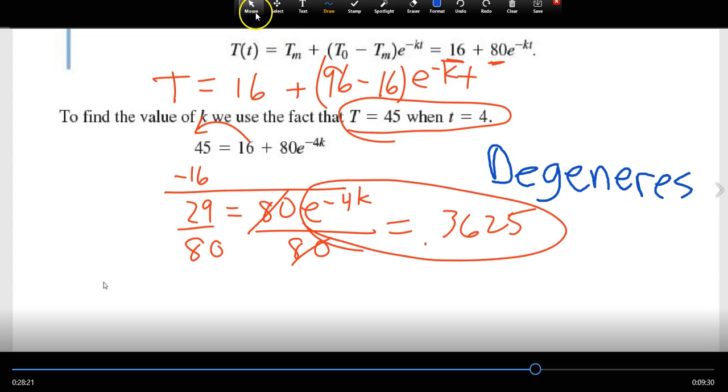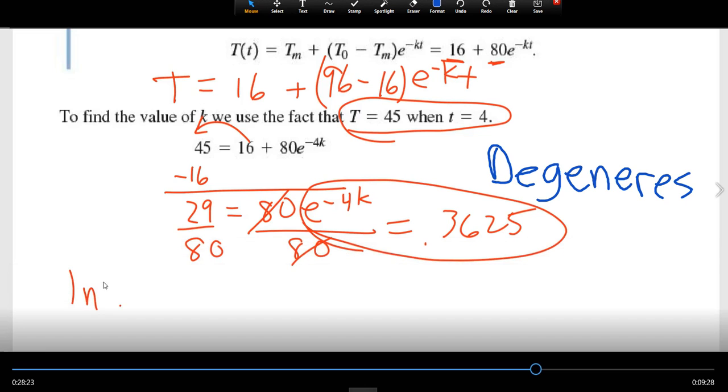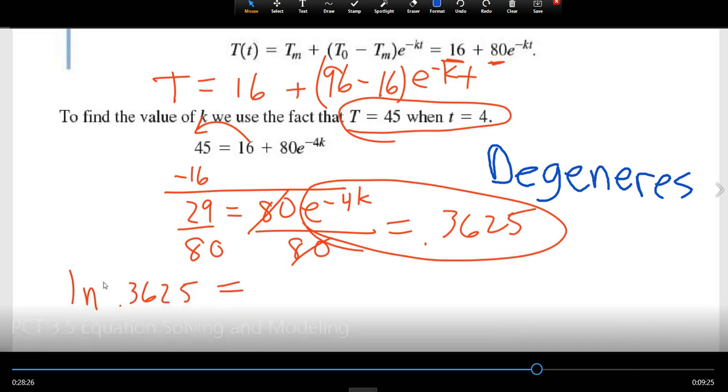All right. So using the degenerate log, we will continue. Natural log 0.3625 equals what? Exponent. Remember, logarithm equals exponent. You've got to remember that. So many of you are not picking up on that point. Whether it's a natural log or any other base log, it equals exponent. Equals negative 4k.